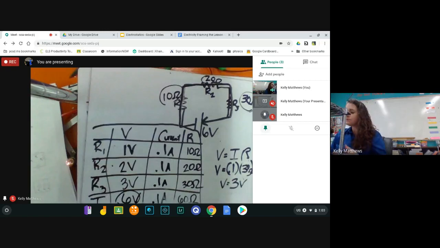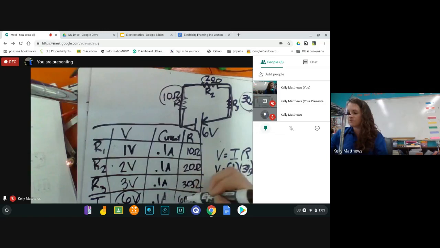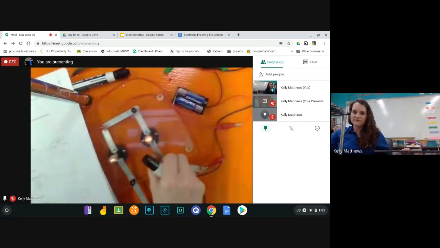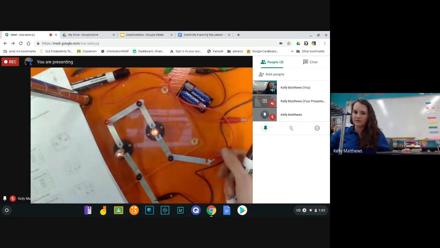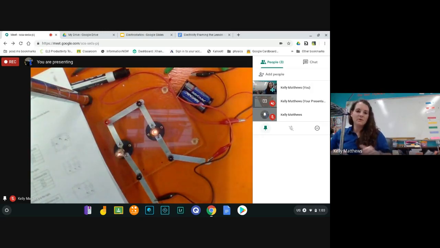Okay, and those rules exist because since there's only one path to travel, current has to be the same everywhere. Resistance adds together and voltage adds together. And so we've seen a series circuit. We've seen that if one part breaks, the whole thing loses power. And so the next video will have parallel, and I'll see you later.